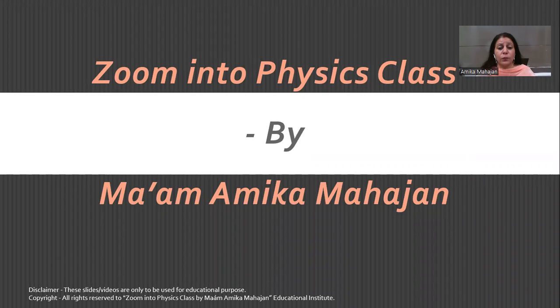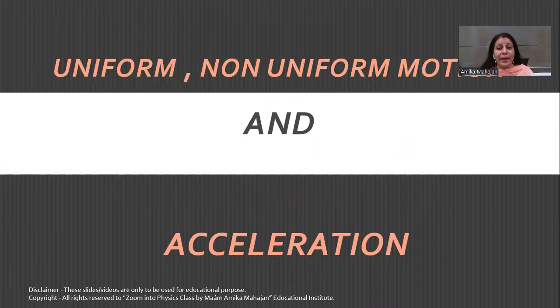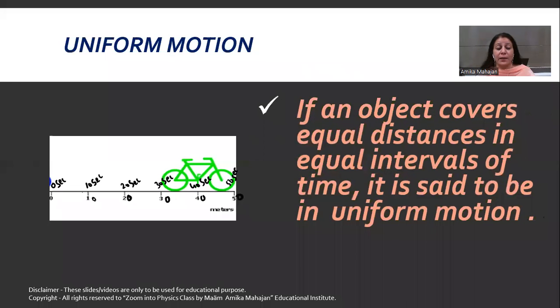Welcome to my channel. This video is focused on uniform motion, non-uniform motion and acceleration in these two types of motion. First of all, let's understand what is uniform motion. From the name itself, it is clear that something is constant, uniform. Here, the body covers equal distances in equal intervals of time. Then the body is said to be in uniform motion.